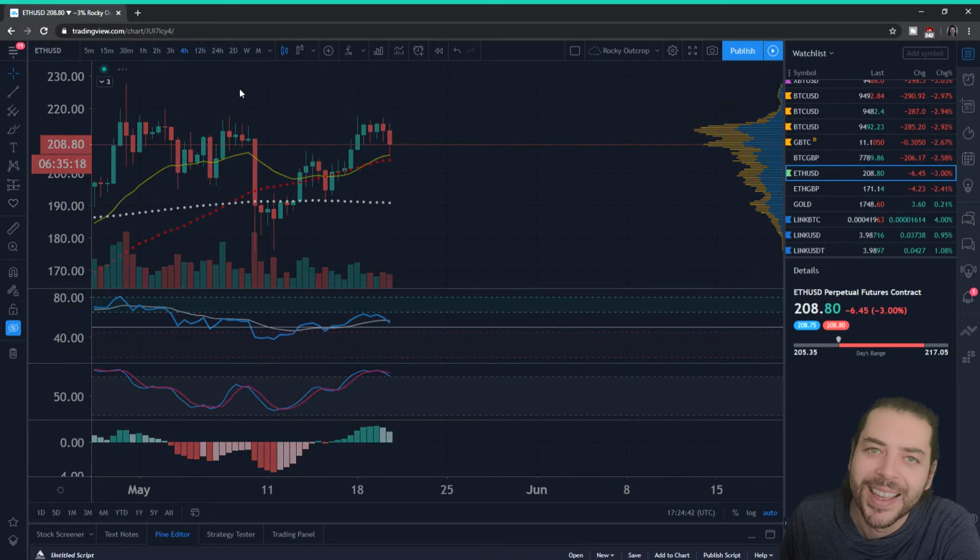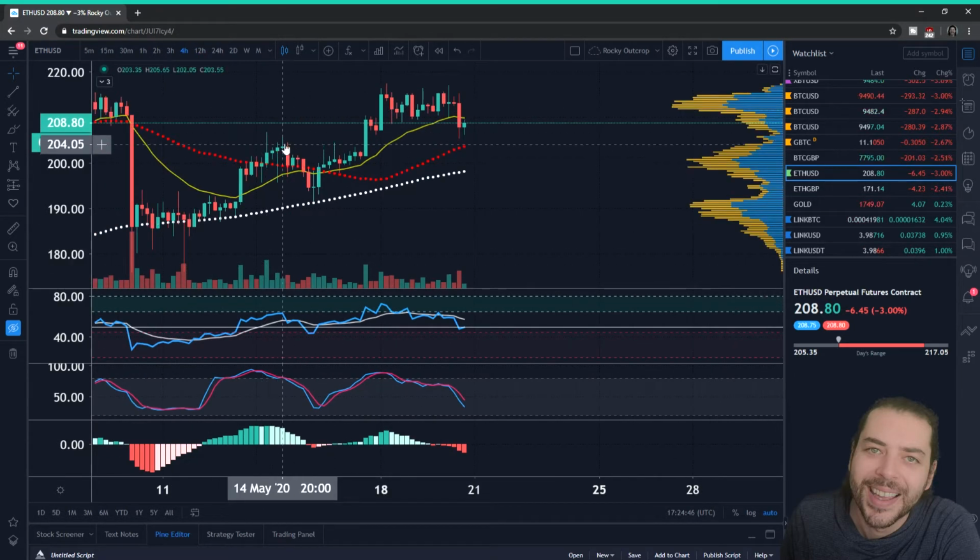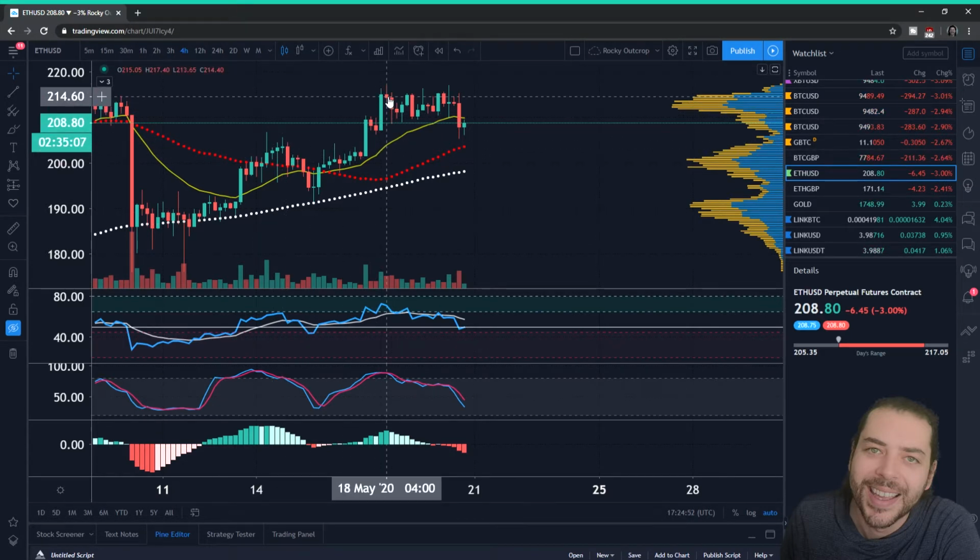If we go down to the 4-hour time frame, we do the same exercise. On the other hand, what do we see there? So between this high and the previous one, that was fine, and then between this high and the next one coming up, that was also fine.